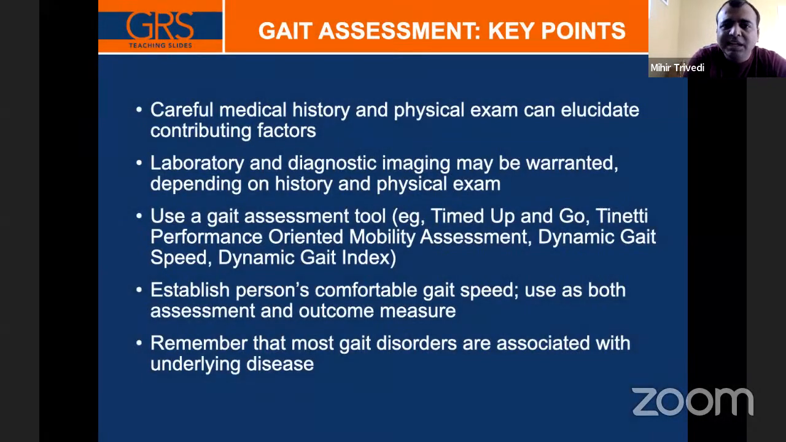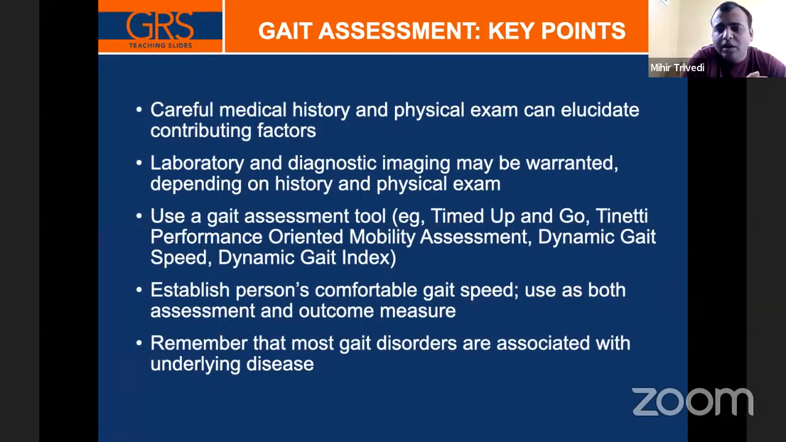Certain medical histories and physical exam can elucidate contributing factors. Laboratory and diagnostic imaging may be warranted depending on history and physical exam. Use a gait assessment tool such as timed up and go, Tinetti performance-oriented mobility assessment, dynamic gait index. Then establish a person's comfortable gait speed, used as both assessment and outcome measures.